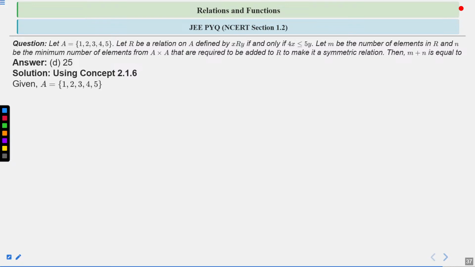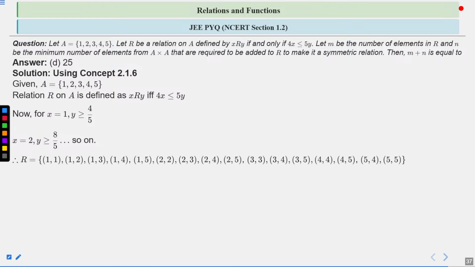See, the given set A has 1, 2, 3, 4, 5, right? The relation R on A is defined as x related to y if and only if 4x is less than or equal to 5y. Now for x equal to 1, if you put x equal to 1, you will get y greater than or equal to 4 by 5. If x equal to 2, you will get y greater than or equal to 8 by 5, and so on for different values of x.